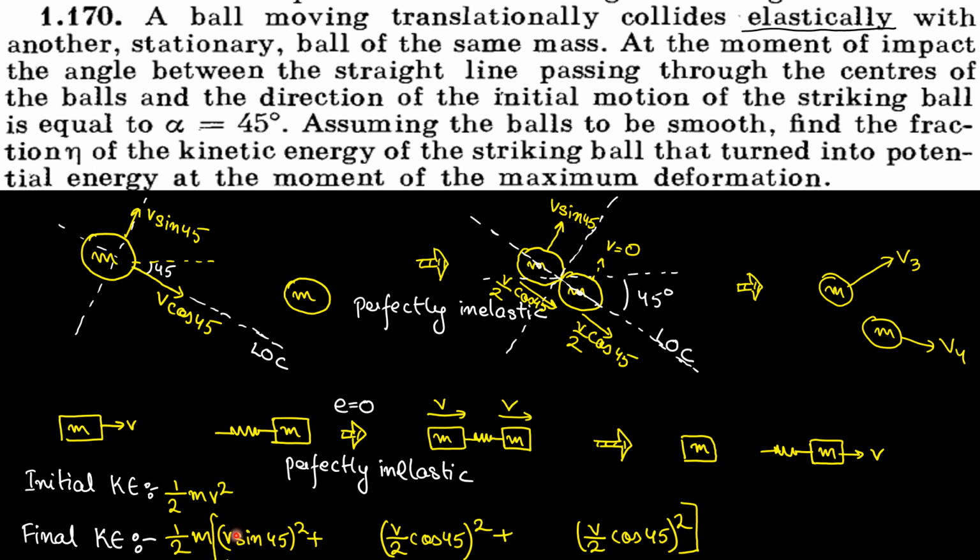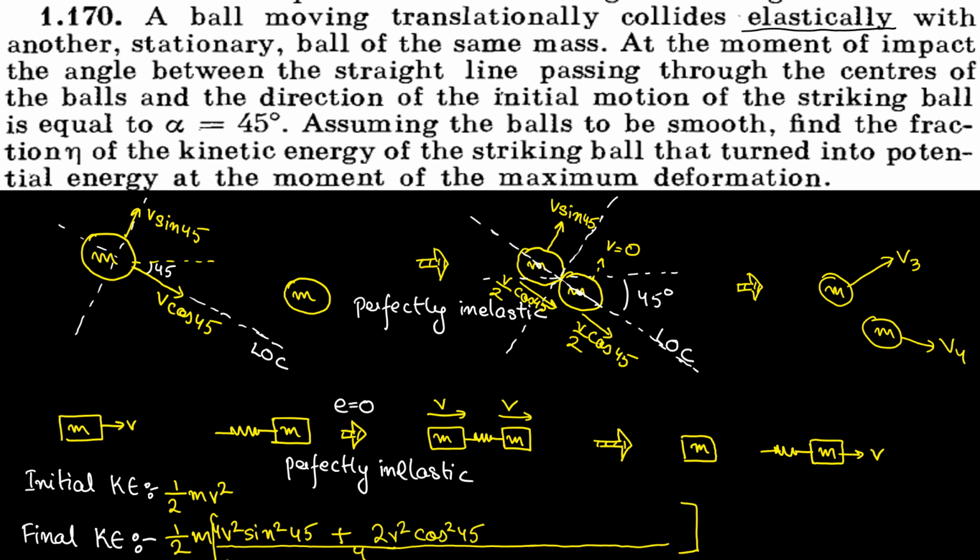Now if I expand this one, v square sin square 45, v by 2 whole square, that means v square by 4 cos square 45, and v square by 4 cos square 45. Now out here, I multiply by 4 and divide by 4. Why? Because to take the LCM as 4, isn't it? Now it is 4 v square sin square 45 plus v square cos square 45 plus v square cos square 45. So I can add these two, or 2 v square cos square 45.